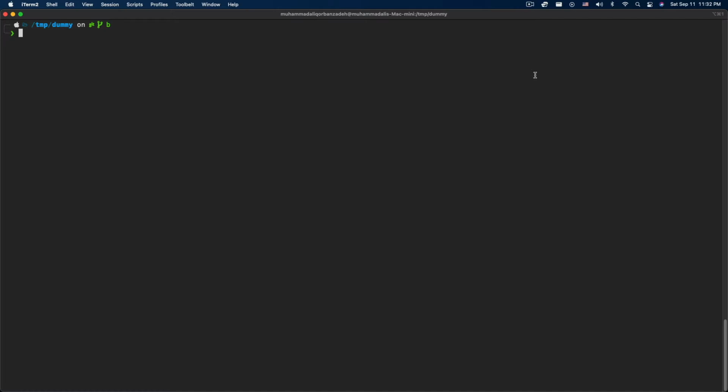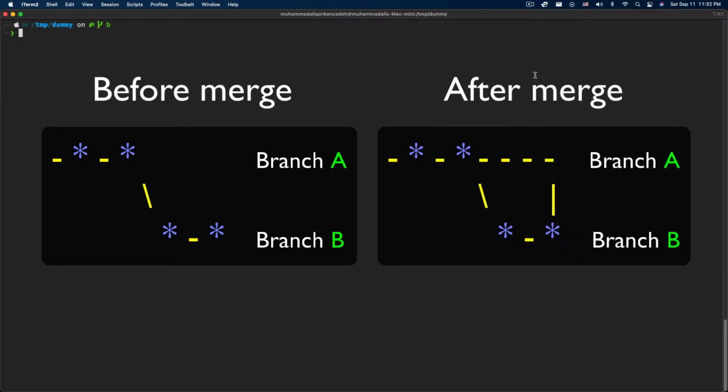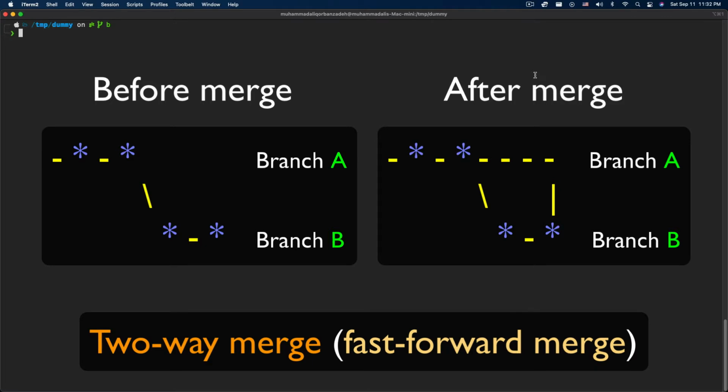Branches in two-way merge will look like this. Imagine you have two branches, A and B, and you want to merge branch B into branch A. But you don't have any new changes in branch A that are not in branch B. So after merging, your branches will look like this. And the last commit in branch A will be the same as the last commit in branch B. This is so-called a two-way merge or a fast-forward merge.